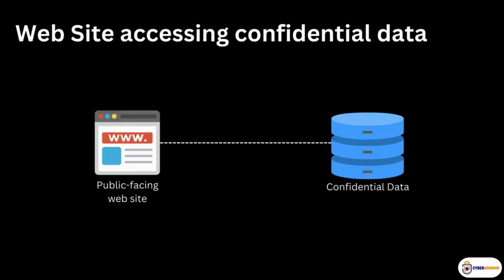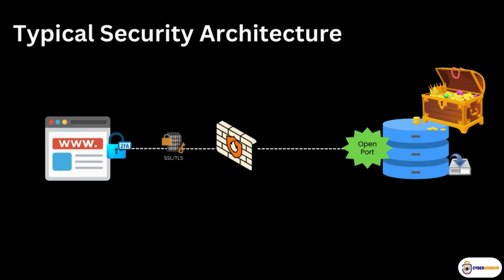To set this up, we have a public-facing website accessing confidential data. This is the gold for your organization that must be protected. Here's the typical security architecture. You've got multi-factor authentication, an encrypted SSL TLS tunnel, a firewall, and an open port to the database. This open port is a problem.